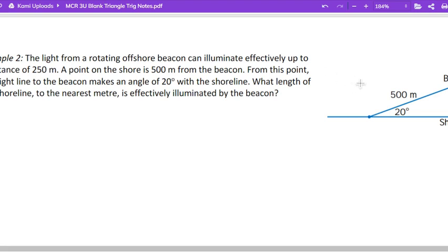Okay. The light from a rotating offshore beacon. Do we know what a beacon is? Basically a light, and it's a light that rotates so that ships can see it. They're like, this is where land is. Do not go here. Okay. Kind of like a lighthouse, except that this beacon is offshore.